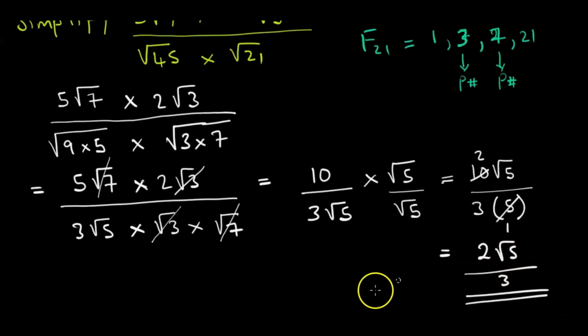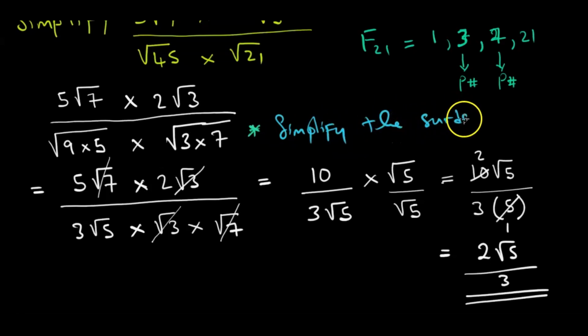Let us summarize. What is the trick? What is the most important thing in our question? The most important thing here is this ability to simplify the surds. Then of course we should not forget that we have to do what? To rationalize. So basically that is what we are expected to do here.